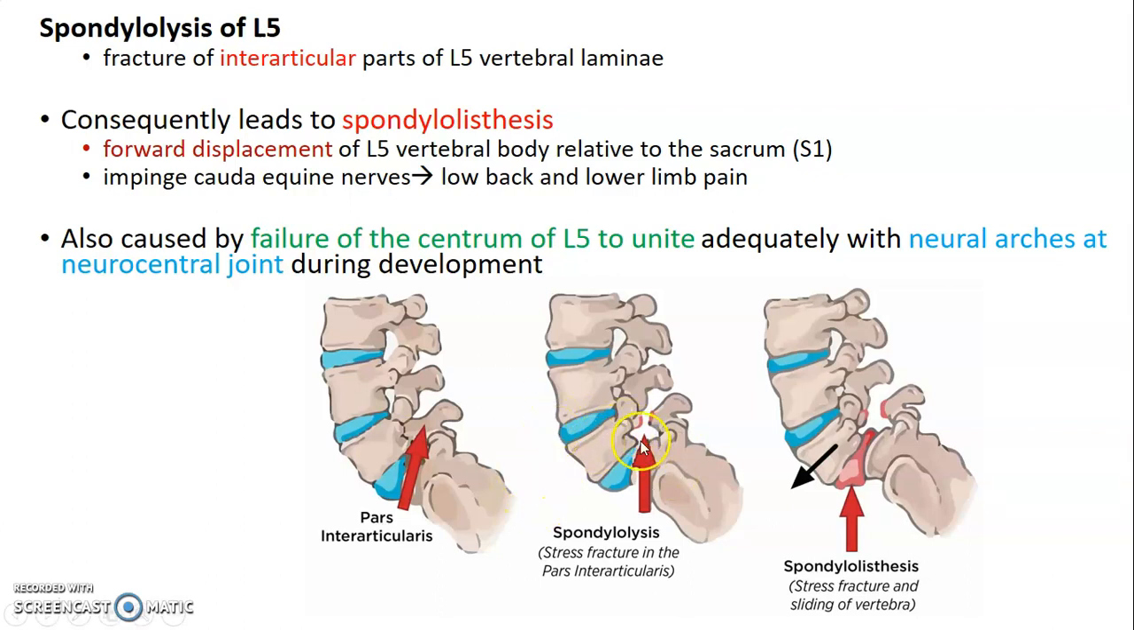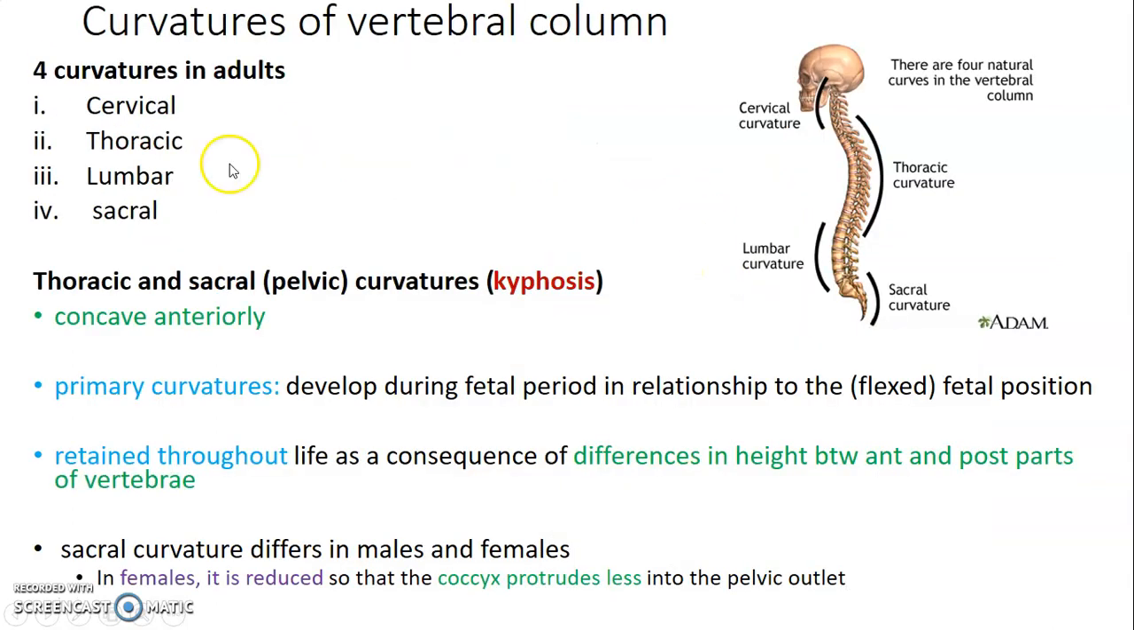It moves anteriorly relative to the sacrum, and therefore you're going to impinge the cauda equina that is passing in the vertebral canal. So you compress it, leading to low back pain and lower limb pain. It's also called failure of the centrum of L5 to unite. So that's embryonically. Then we go to the curvatures of the vertebral column.